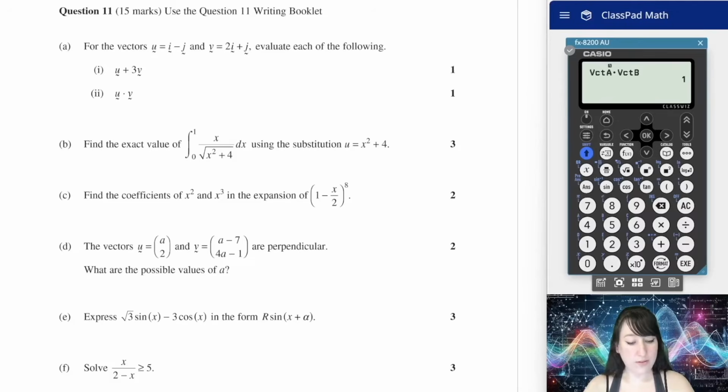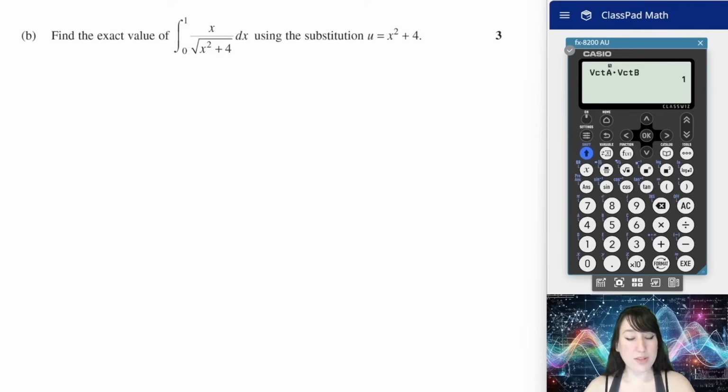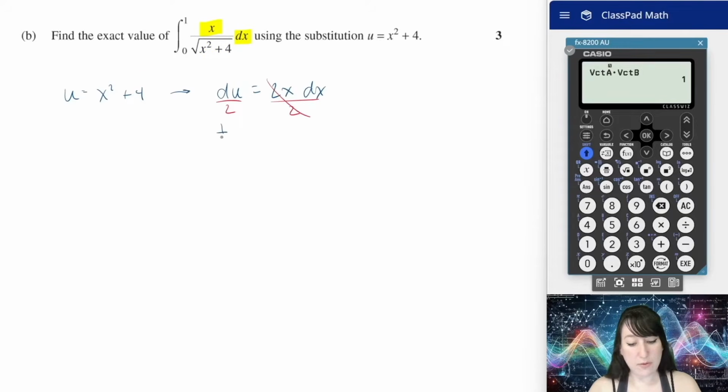Question 11b. Find the exact value of the integral from 0 to 1 of x over the square root of x squared plus 4 dx using the substitution u equals x squared plus 4. Okay, let's take that u substitution and find du as well. du would be 2x dx. In the integral, we only need to replace x dx since we already have the x squared plus 4 covered. So let's divide by 2. So we'd have 1/2 du is equal to x dx.